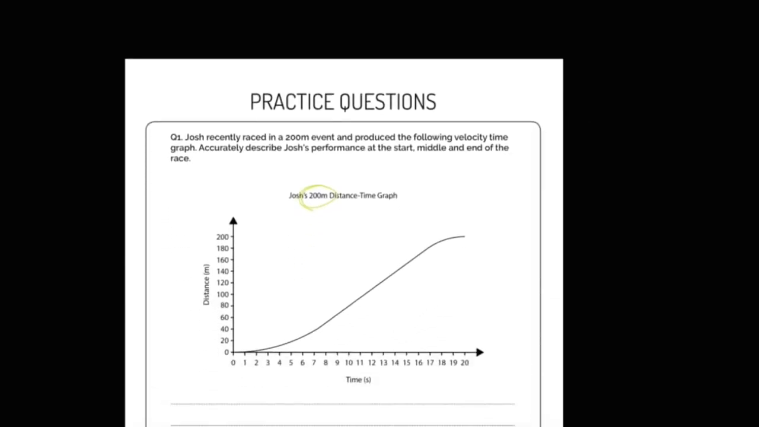Now, first of all, I need to correct a mistake. There's this word here, I think yours is actually correct, but mine's wrong. This says velocity time graph. We're actually looking here at a distance time graph. So Josh, our sprinter, recently raced in a 200-meter event and produced the following distance time graph. Accurately describe Josh's performance at the start, middle and end of the race.